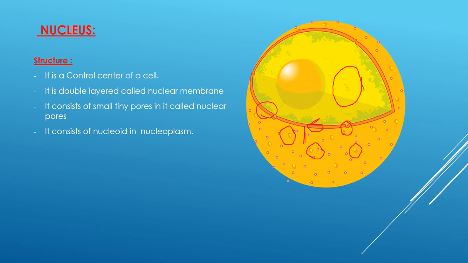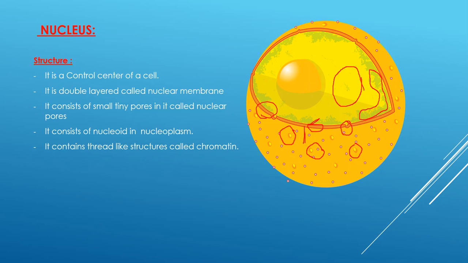And this nucleoplasm also consists of, as you see in the picture, the black colored thread-like structures present inside the nucleoplasm. These black colored thread-like structures are called chromatin. I will explain afterwards the importance of the chromatin.